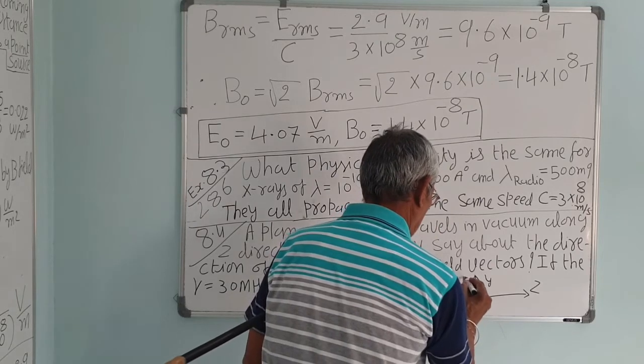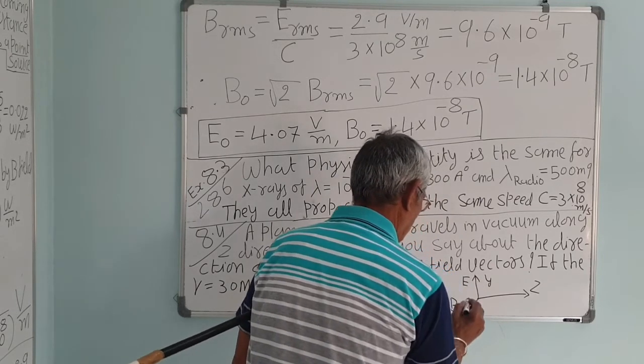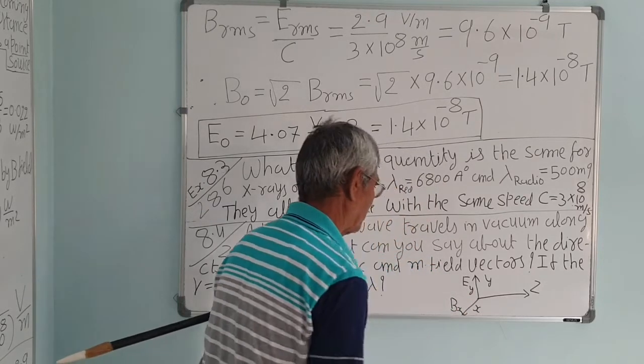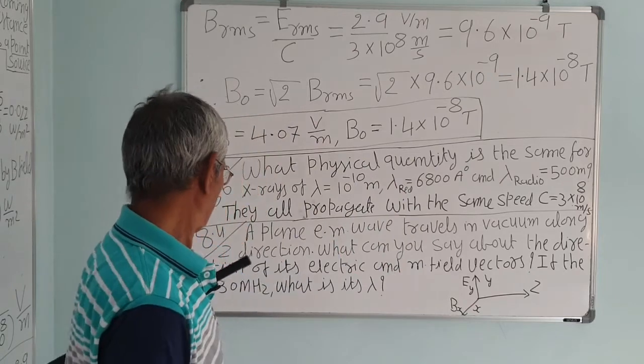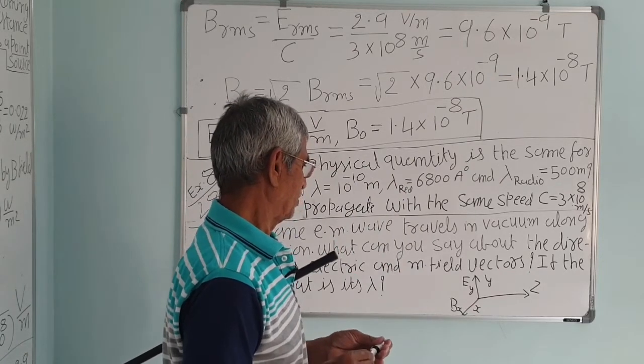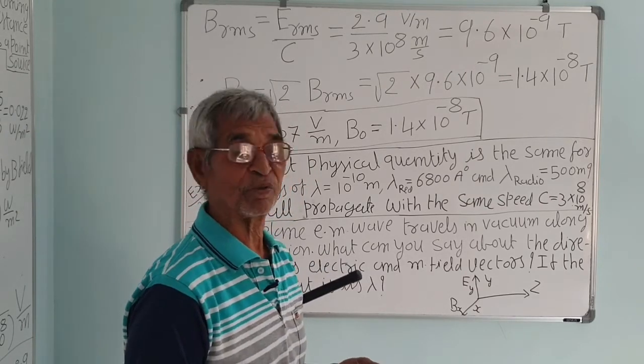They are all mutually perpendicular. Suppose this is the electric field along y, then this will be the magnetic field direction, Bx. Because they are transverse waves, both the fields are at right angles to the propagation, and they are also at right angles to each other.